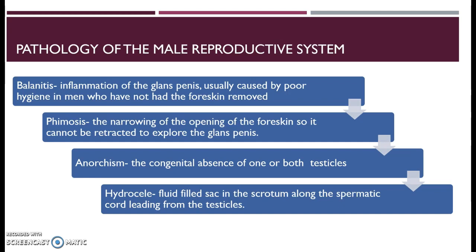Pathology of the male reproductive system includes balanitis, which is inflammation of the glans penis, usually caused by poor hygiene in men who have not had the foreskin removed. Phimosis is the narrowing of the opening of the foreskin so it cannot be retracted to expose the glans penis. Anorchism is the congenital absence of one or both testicles. And then a hydrocele is a fluid-filled sac in the scrotum along the spermatic cord leading from the testicles.